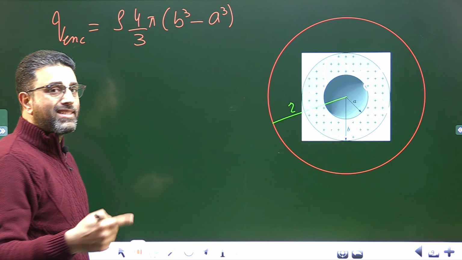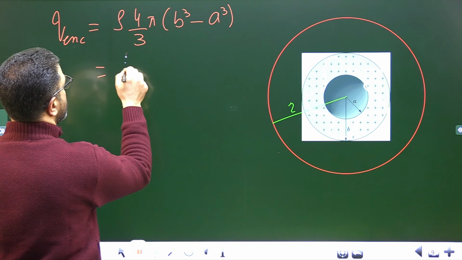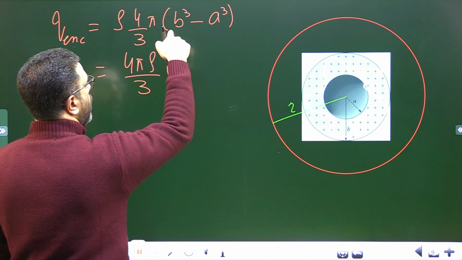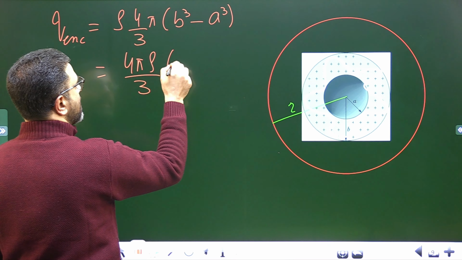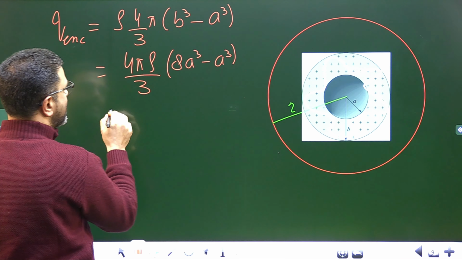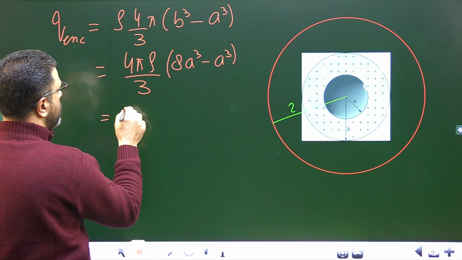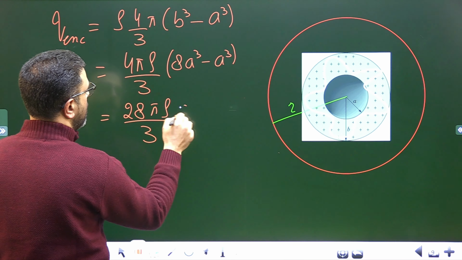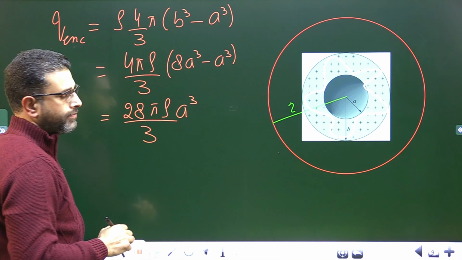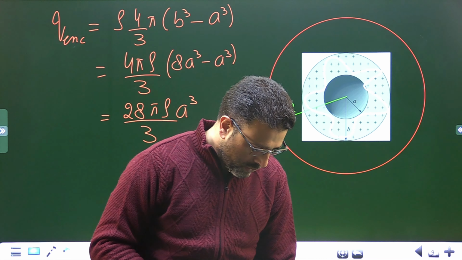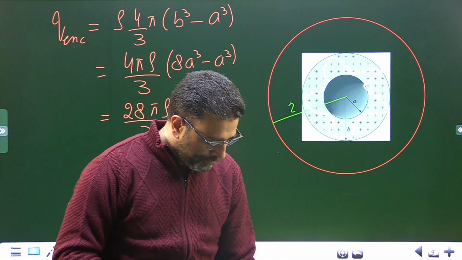Now b is twice a, remember that. So this is 4 pi rho divided by 3 times (2a) cube. 2 cube is 8, so 8 a cube minus a cube, that is 7 a cube. 7 into 4 is 28 pi rho divided by 3 times a cube. So this is the charge enclosed.